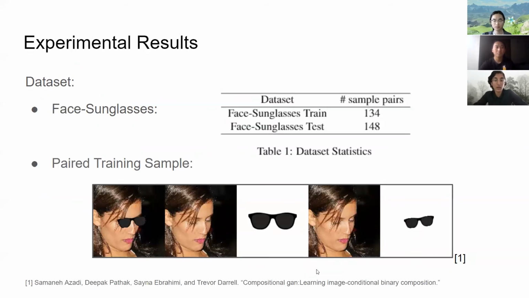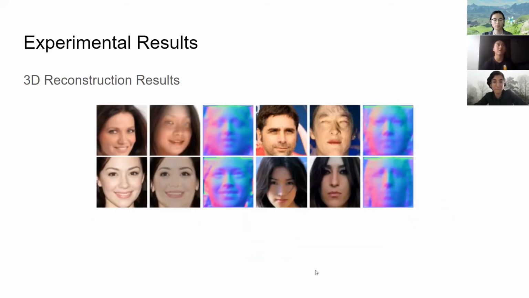So we tried out our pipeline with 134 training examples and 148 testing examples. This is our experiment result from the 3D reconstruction, and the surface normal vectors are in the third column and the sixth column. On the first three columns, we see good examples of this surface normal reconstruction, and on the right-hand side, we see the bad examples. And we can see that for the bad examples, there is strong bias in the GAN inversion.